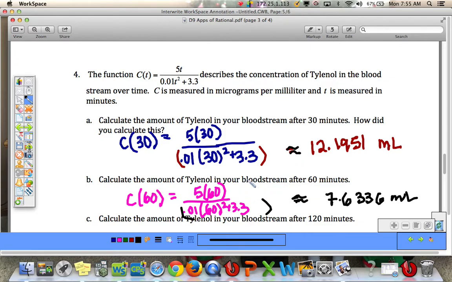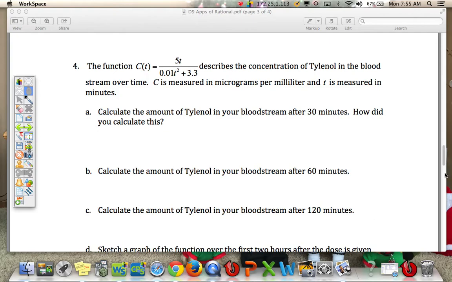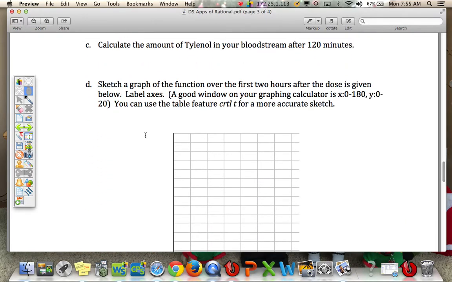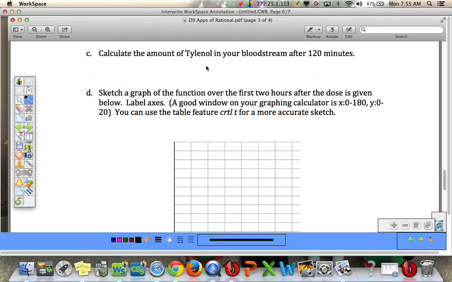Calculate the amount of Tylenol in your bloodstream after 120 minutes. So again, it's probably going to go down as it leaves your body right here. And I've calculated it for after 120 minutes. It did go down. It's about 4.073 milliliters.